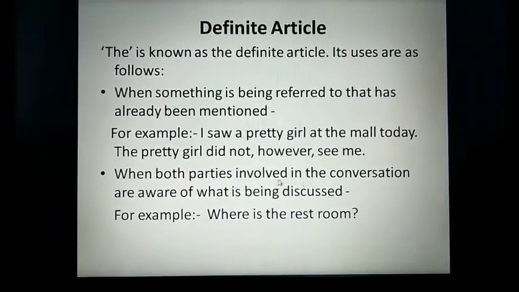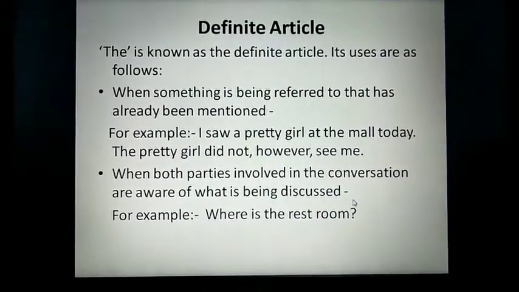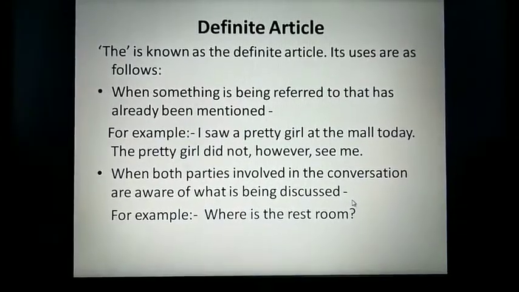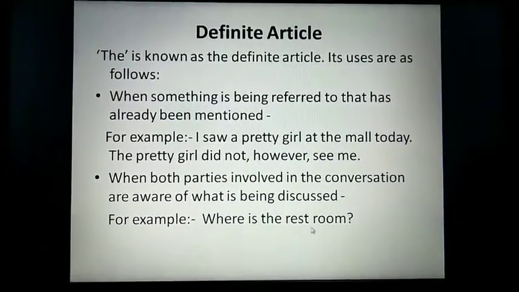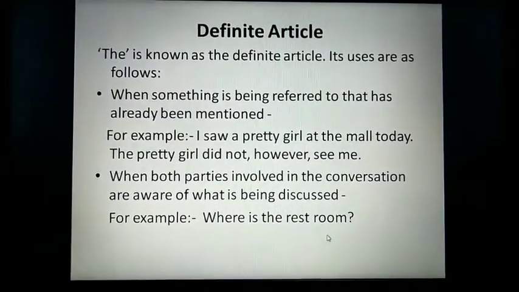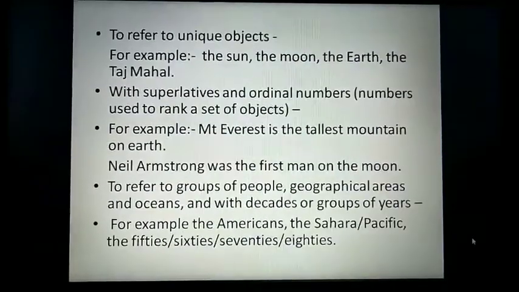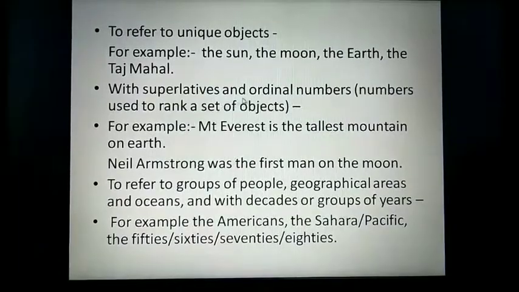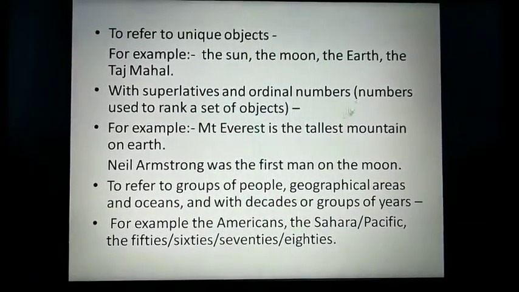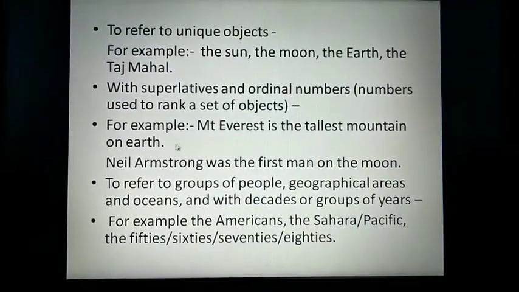When both parties involved in the conversation are aware of what is being discussed. That means if two people are talking with each other, they know what they are discussing. Where is the restroom? Here both people know that they are talking about the restroom. To refer to unique objects like the sun, the moon, the earth, the Taj Mahal, with superlatives and ordinal numbers. For example, Mount Everest is the tallest mountain on earth.